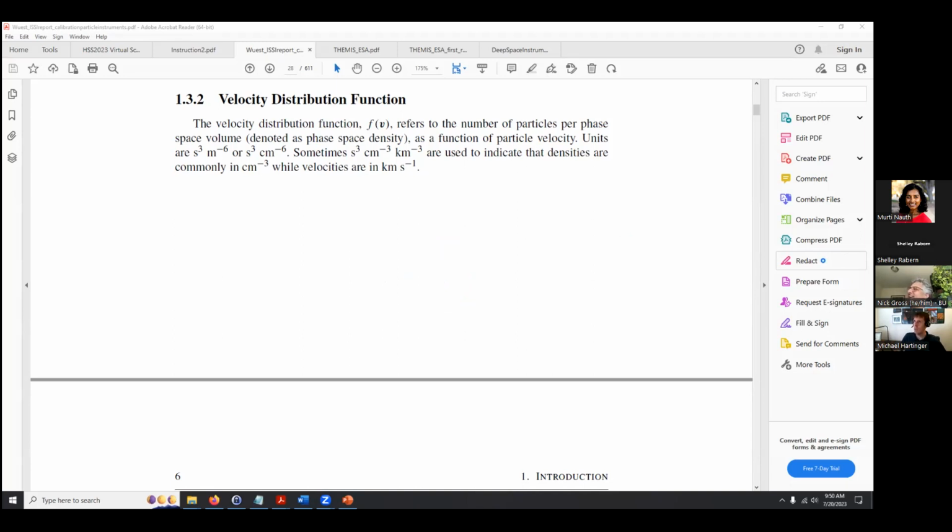And I'm remembering now too, there's the geometry of the detector that can play a role too. And there's correction. I'm remembering now, this is not for ESA, but with the solid state detector on Themis, there are correction factors that you apply to get the density that have to do with the properties of the detector.